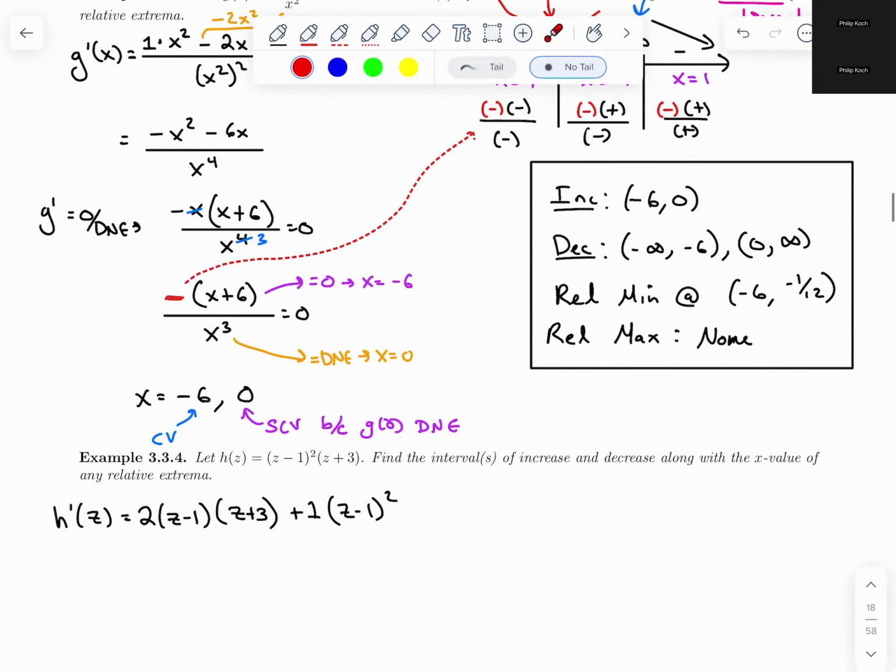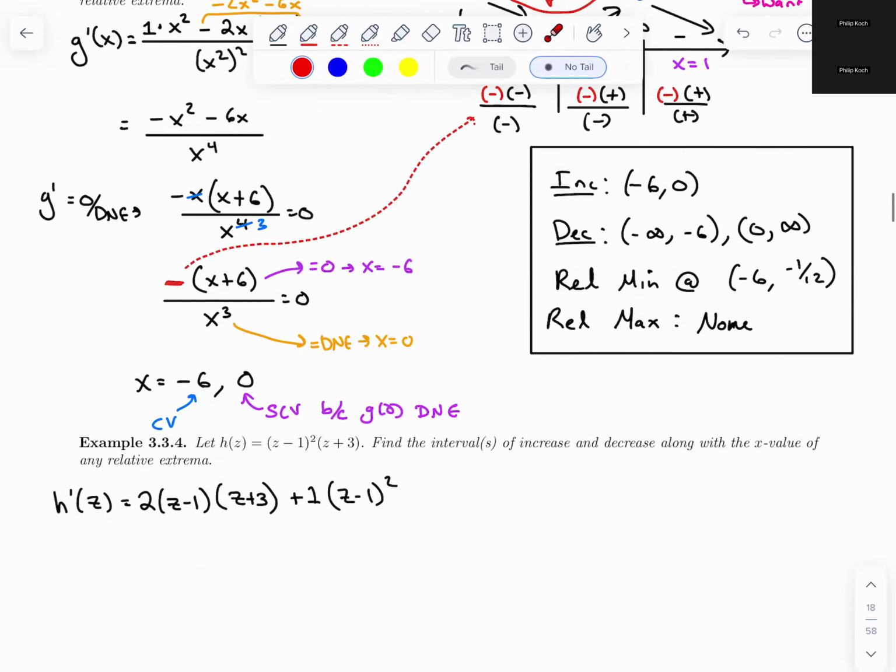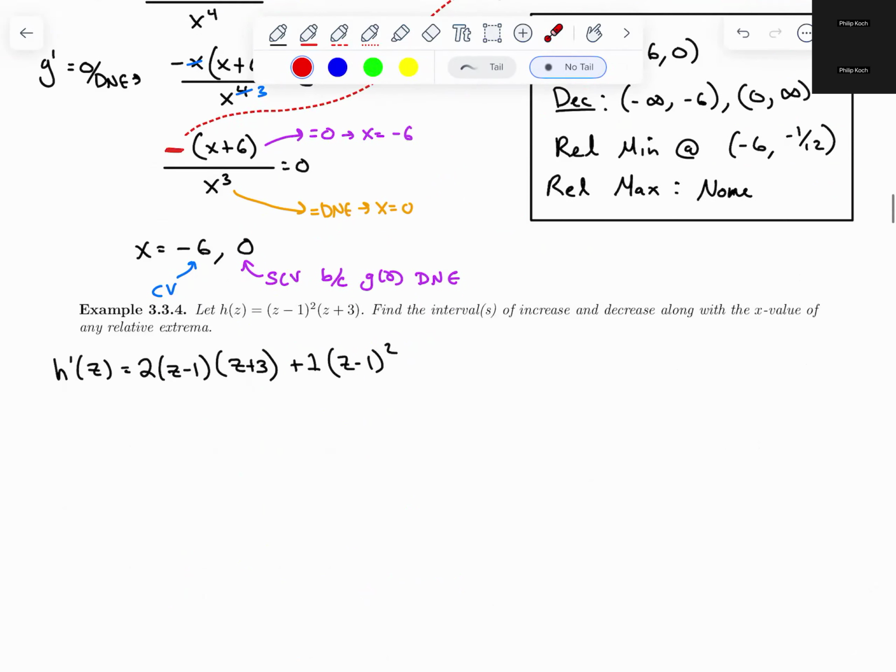So, on to this one. I had this one specifically to teach you how to be a little clever. If we want to find the critical values, this is a polynomial, right? If you expand out (z minus 1) squared times (z plus 3), that will expand out to a cubic, and it will be a polynomial. So all of its semi-critical values are critical values.